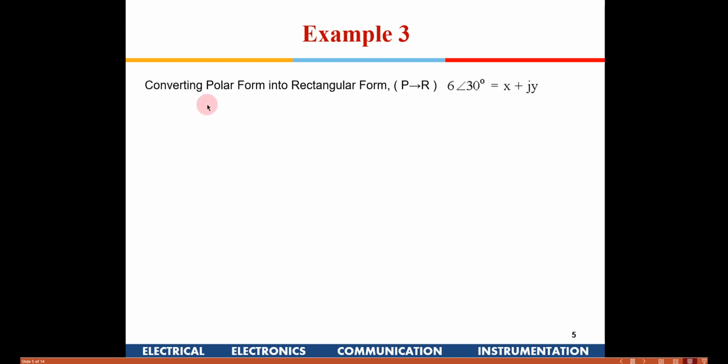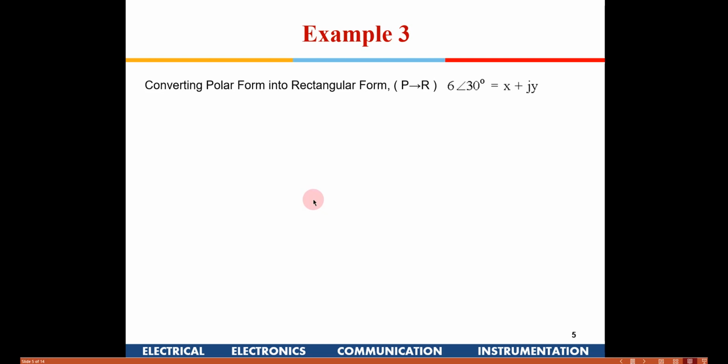Okay, now this is the next problem, in which we convert polar form into rectangular form. So 6 at 30 degrees equals x plus jy. We need to find the values of x and y. Can anybody prompt what could be the answer? X will be, yeah, it will be 6 cos 30. Cos 30. Yeah, yeah.